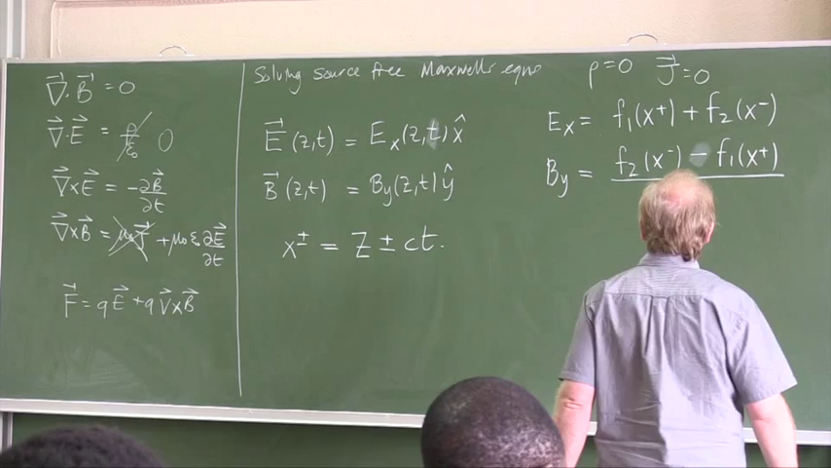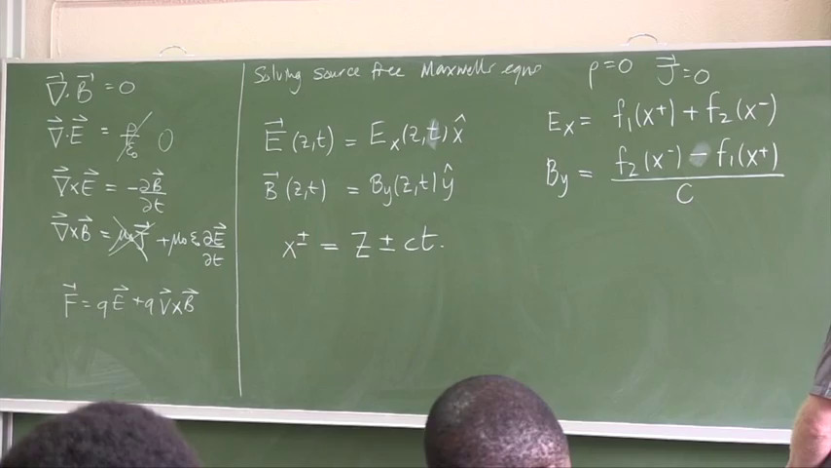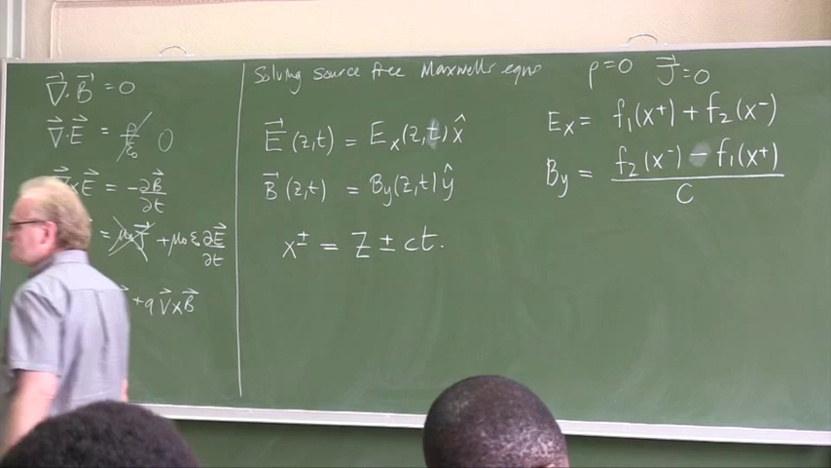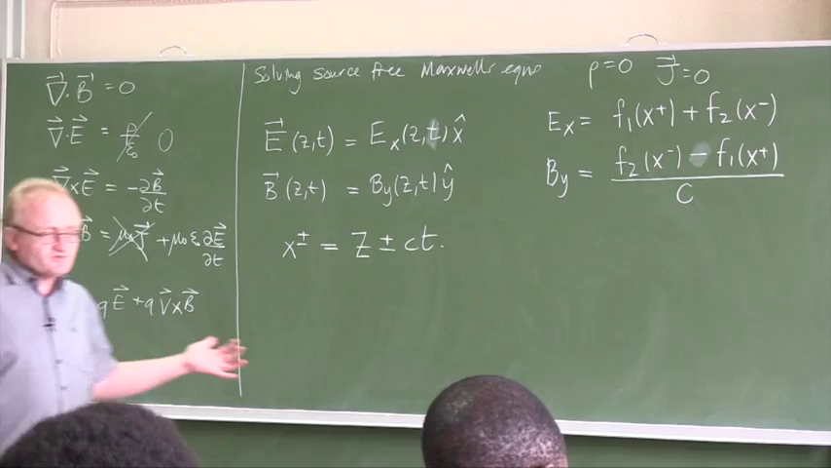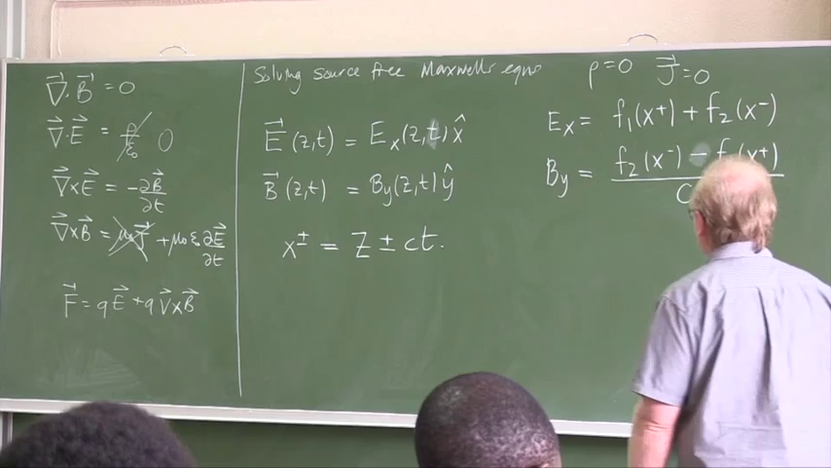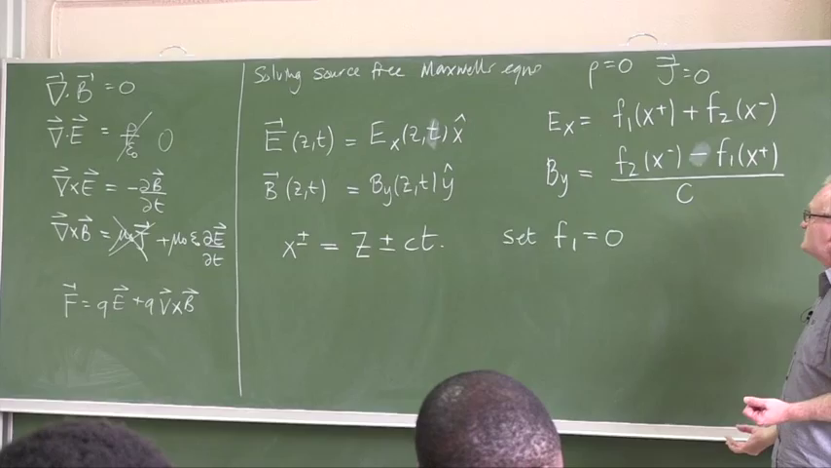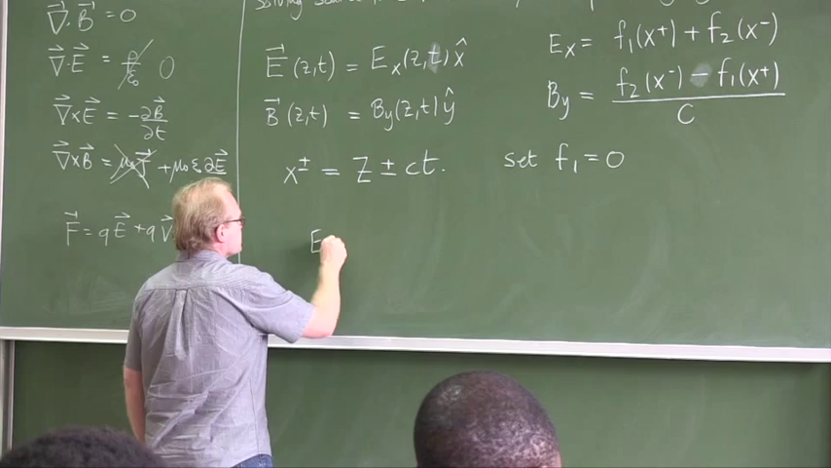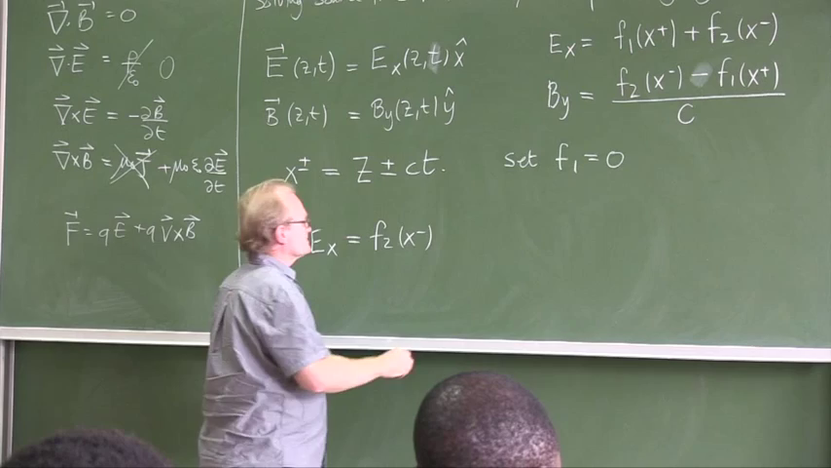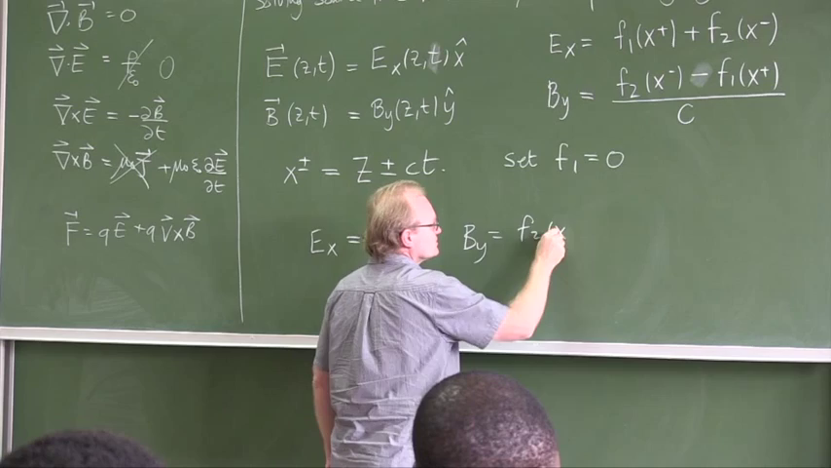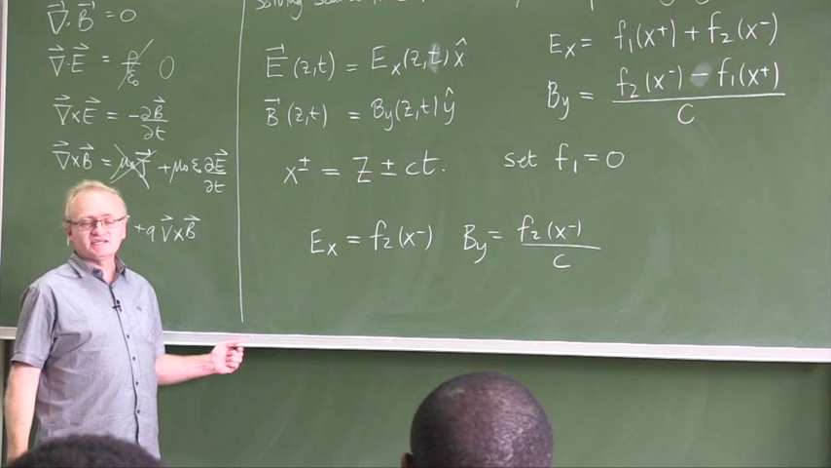Now, let's start to study some properties of the solution. What I'm going to do is set one of these functions equal to zero just for simplicity and study only one arbitrary function. So let's for example set F1 equal to zero. If we set F1 equal to zero, Ex is F2 of x minus, and By is F2 of x minus divided by c. And I would like to understand, what do these solutions mean? What is the physical interpretation of the solution?